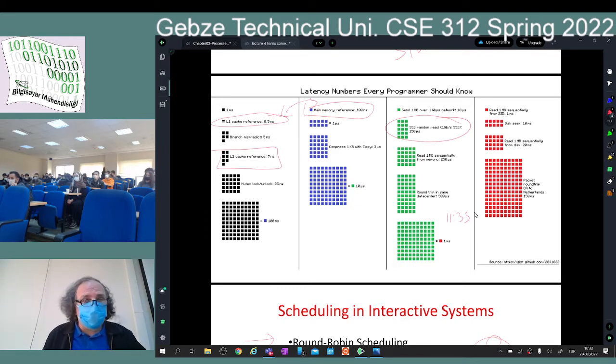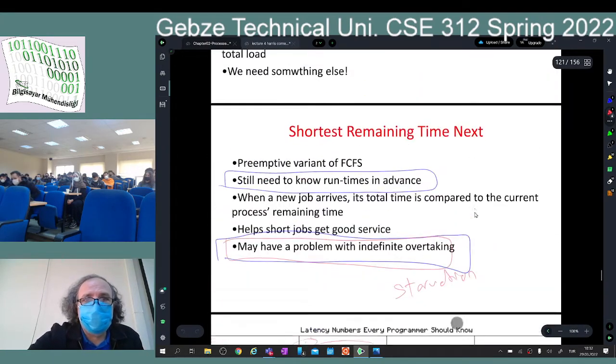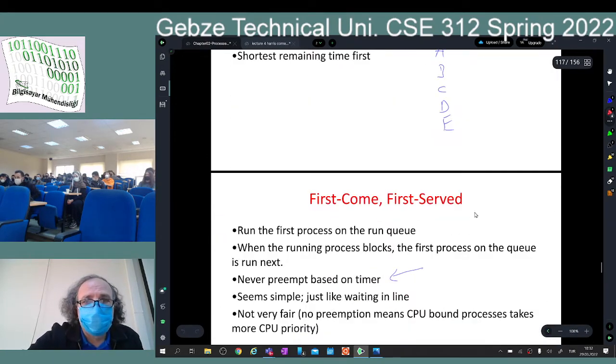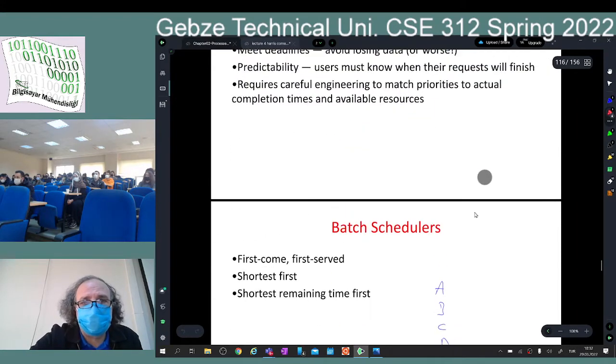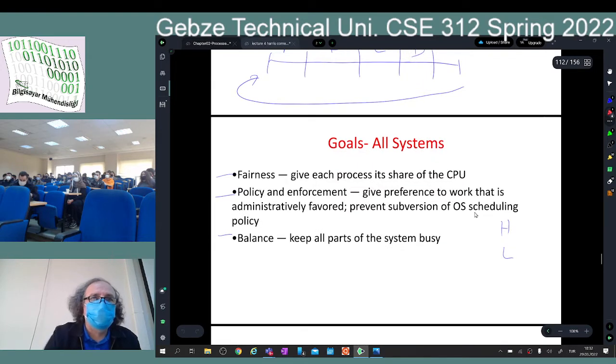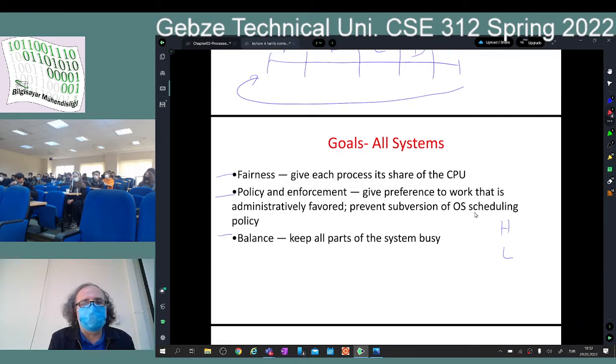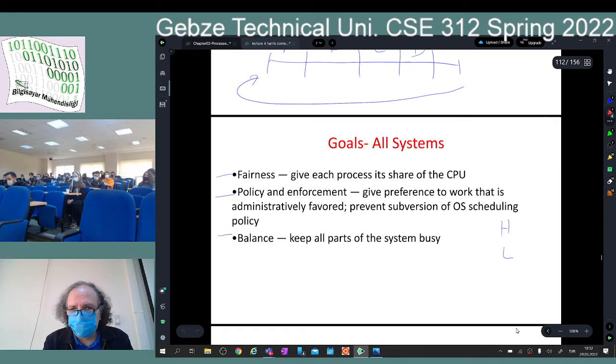Okay, so we are talking about scheduling algorithms, and we said that for all three scheduling algorithms, fairness, our policy, and the balance are the main things that we need to be careful about. I am saving, and that's fine, good, okay.